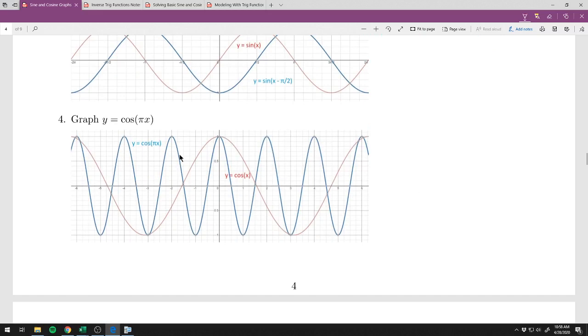All right, the last one, it looks kind of weird because anytime you change the period, it gets more jagged. It gets much steeper or much flatter depending on what you're doing. And this one, we are multiplying x by pi. So b equals pi changes the period.